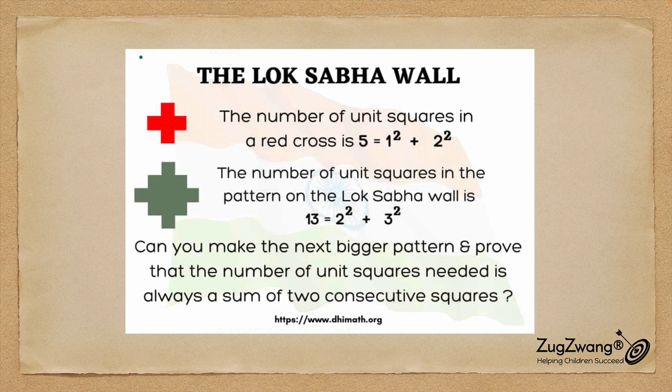If you break it down into unit squares, that's like 5 unit squares, which is basically 1 square plus 2 square. The pattern on the Lok Sabha is a little larger, probably the next level to this, which is actually 13 blocks, 2 square plus 3 square. So the question here is, can you make the next bigger pattern and prove that the number of unit squares needed is always the sum of two consecutive squares?